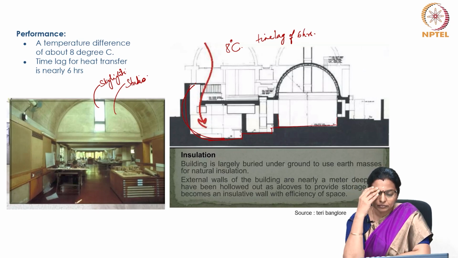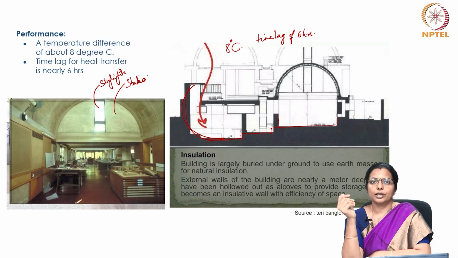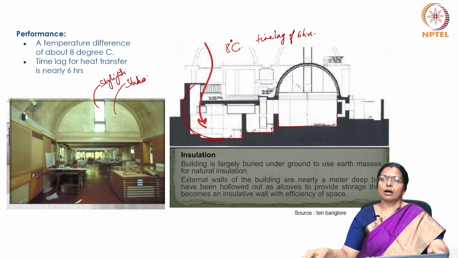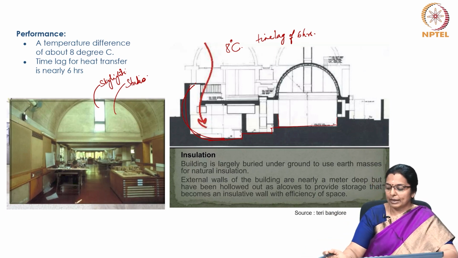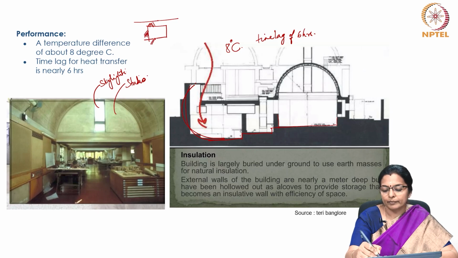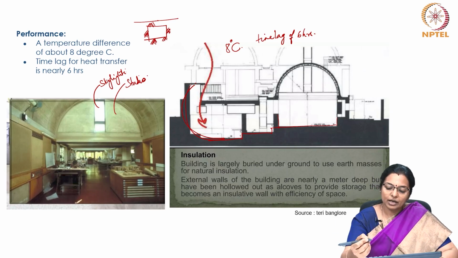So, with this we conclude this lecture on earth sheltering. To summarize, we saw that earth sheltering is of two types primarily. The first type is the underground type, where the entire structure is buried inside the earth, and due to that, the structure remains insulated from the outside.